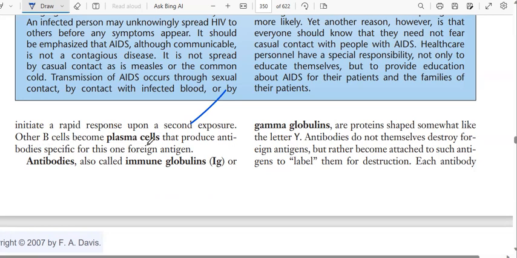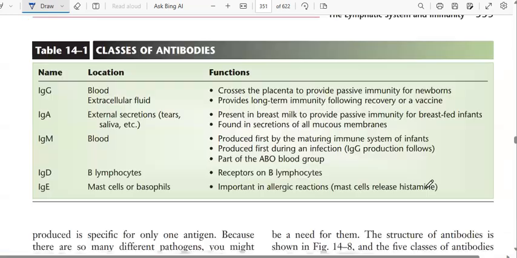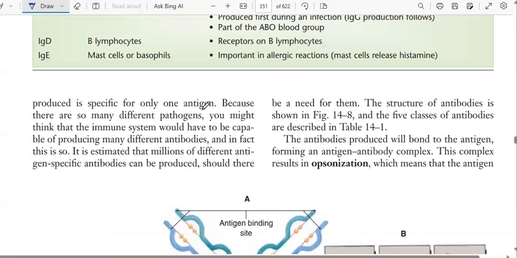Other B cells become plasma cells and produce antibodies specific for one antigen. So here, B cells are activated by antigens to become plasma cells, and plasma cells produce antibodies. Antibodies, also called immunoglobulins or Ig, are protein molecules shaped somewhat like the letter Y. Antibodies do not themselves destroy antigens, but rather become attached to them to label them for destruction. Each antibody produced is specific for only one antigen.